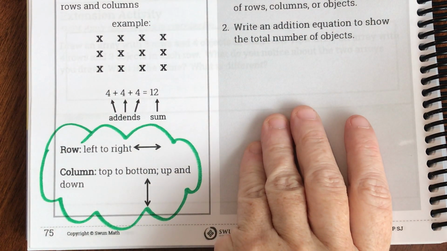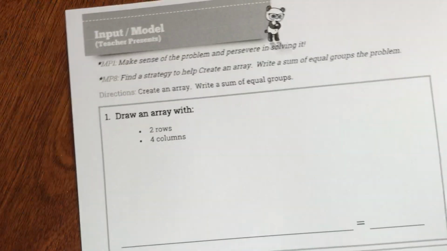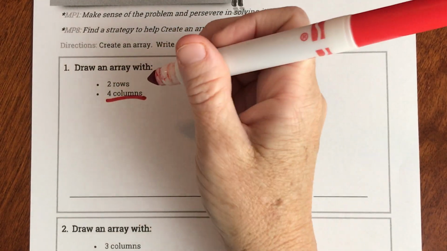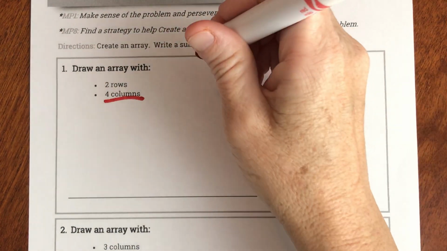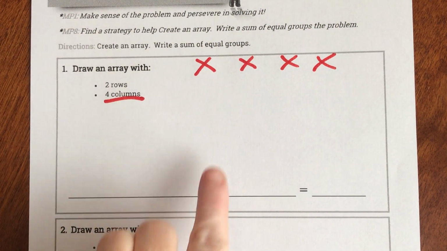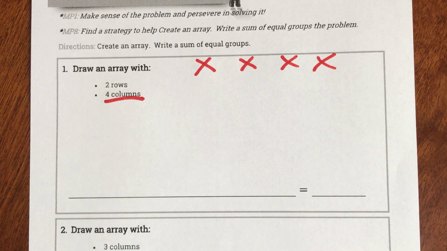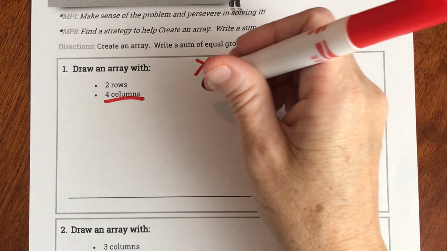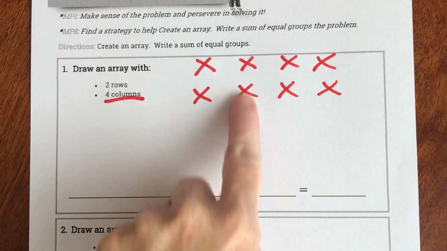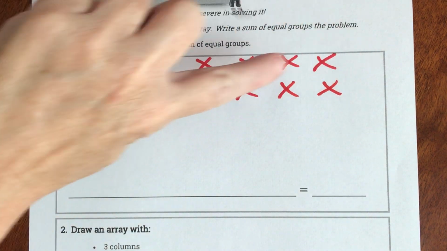I'm going to grab my red pen if you want to set down your pencil for a moment. And here's my first problem. They want me to draw an array with 2 rows and 4 columns. So yesterday, if you remember, I like to start with my columns. It's up to you, but that's what I like to start with. So I have 1, 2, 3, 4 columns, and my columns are going up and down, and I need 2 rows. So I have 1 row and another. So remember, columns are 1, 2, 3, 4, and rows are 1, 2.